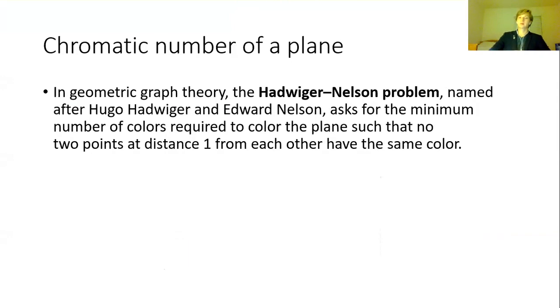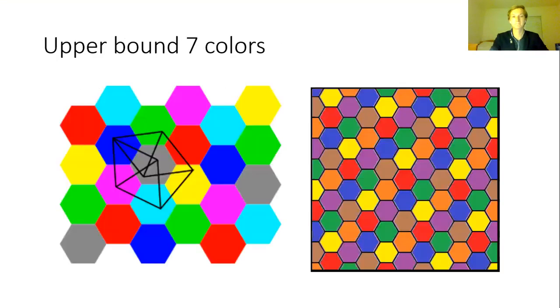So now let's talk about the chromatic number of the plane. In geometric graph theory, it is called the Hadwiger-Nelson problem, and it asks for the minimum number of colors required to color a plane so that no two points at distance 1 have the same color. So we color the whole plane in some colors, and then we look at each two points of the plane at distance 1, and they have to be colored in different colors. If there are two that are the same color, it's not a proper coloring. So there was such a question, and we know that the upper bound is 7 so far.